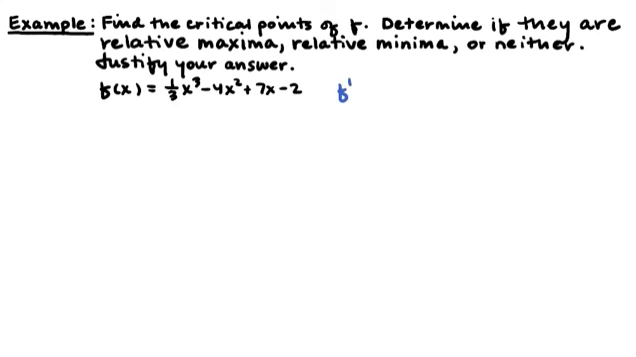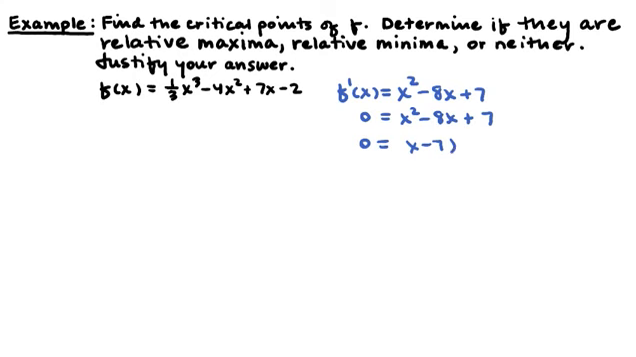All right, so f prime of x is going to be equal to x squared minus 8x plus 7. Oh, that's convenient. I'm interested in where this is equal to 0. But this thing is very factorable. So I'll say 0 is equal to x minus 7 multiplied by x minus 1. So this happens to be at x equals 7 and x equals 1. These are my critical points.